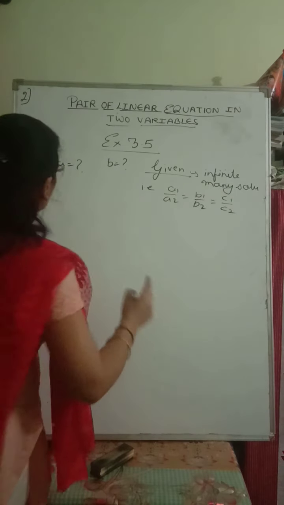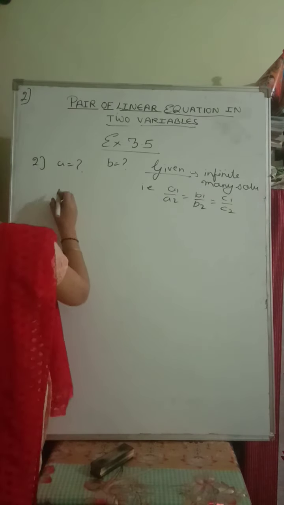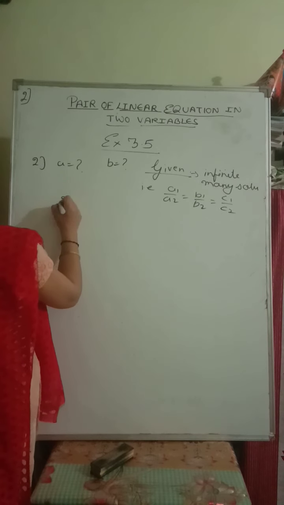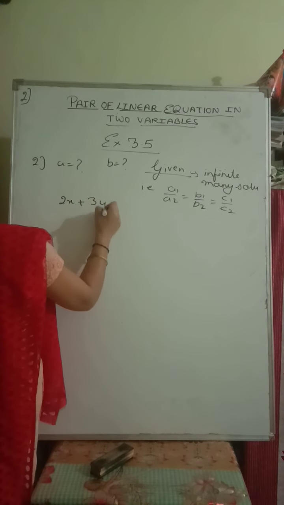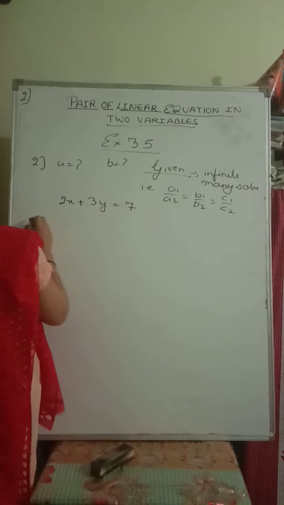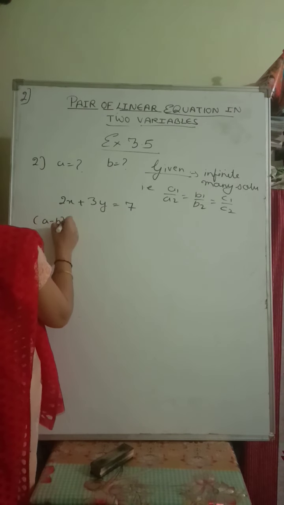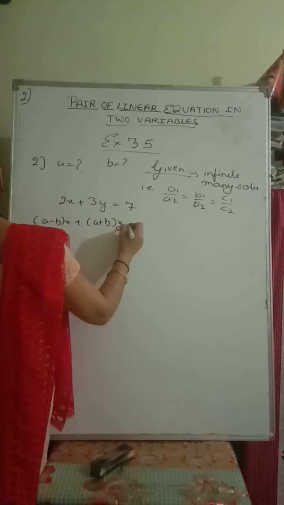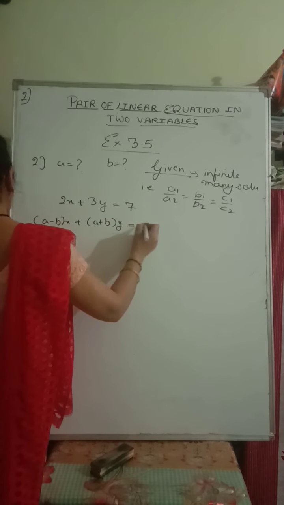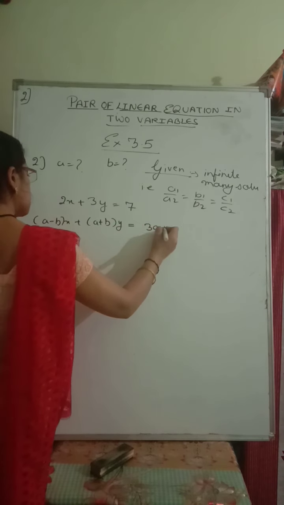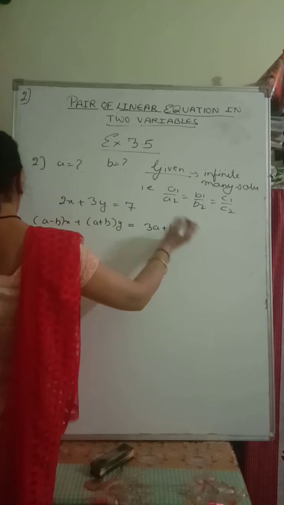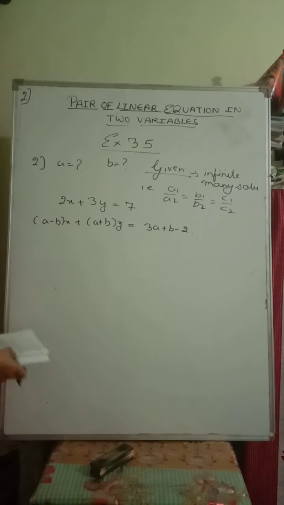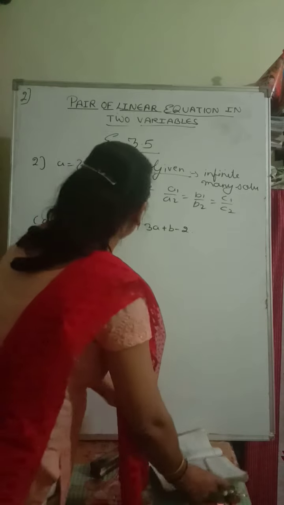So now for what value of a and b? We have to find the value of a and b. And what is the equation given? 2x plus 3y equals 7, and the second equation is given as a minus b into x plus a plus b into y equals 3a plus b minus 2. So we have to find the value of this.